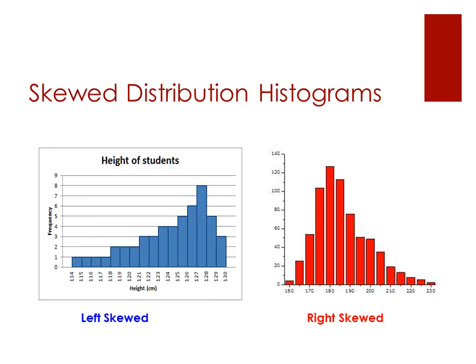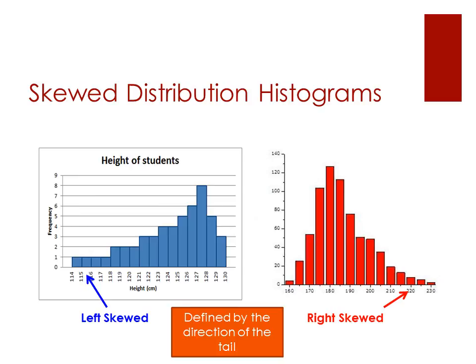Now, we also can have skewed distribution histograms just like we had skewed frequency distributions. So let's take a few moments and look at these and look at the terms that we're going to use for each of them. The example on the right is a right skewed histogram, and on the left, looking at heights of students, is a left skewed histogram. These are defined by the direction of the tail.